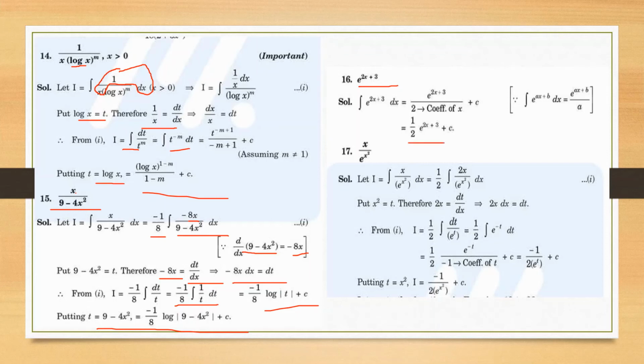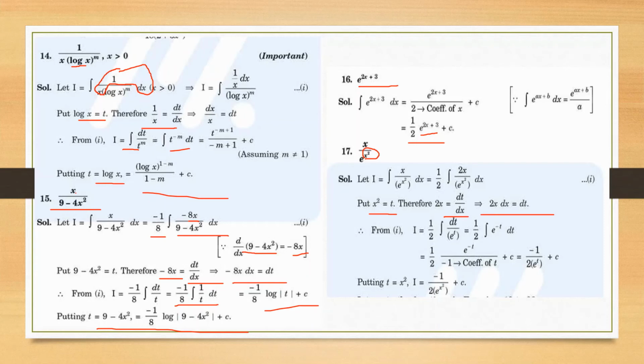Number 17 is x upon e raised to power x square. See this x square. If you put it as t, then 2x dx is dt by dx, or 2x dx equal to dt. So the question changes. It is not necessary that you will multiply by 2 and divide by 2. If you are just putting it back, you can resubstitute, meaning x dx as half dt. That way also this 2 will come, right? This 2 will automatically come from here. Okay, so it becomes half of integral dt upon e raised to power t.